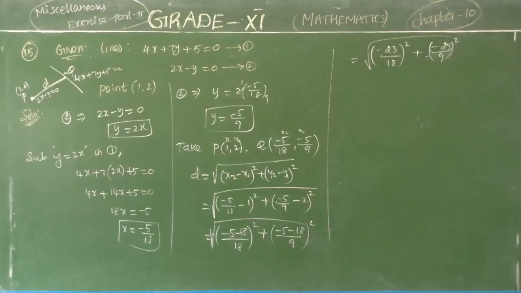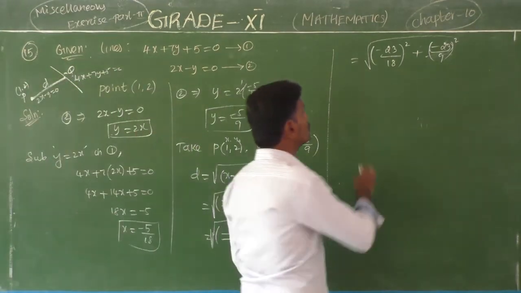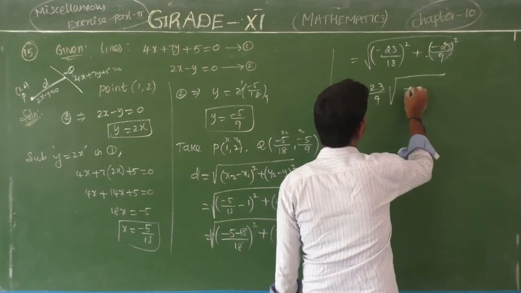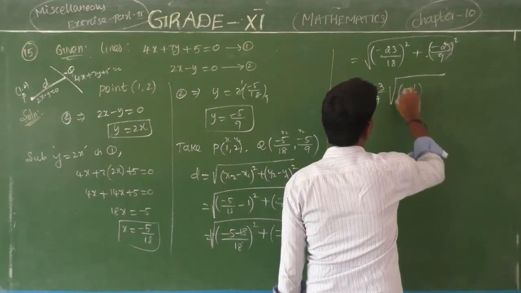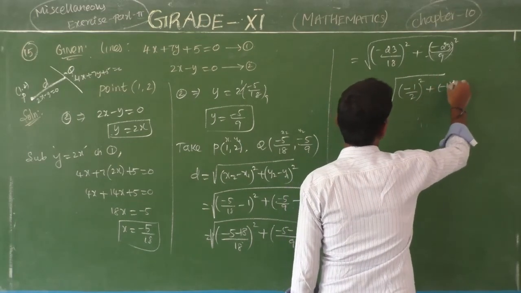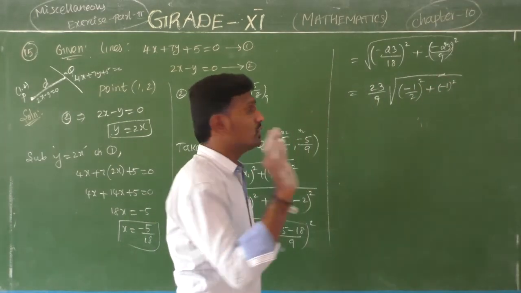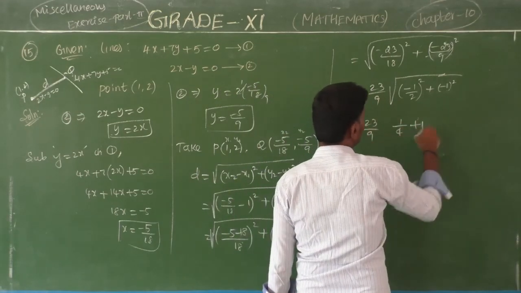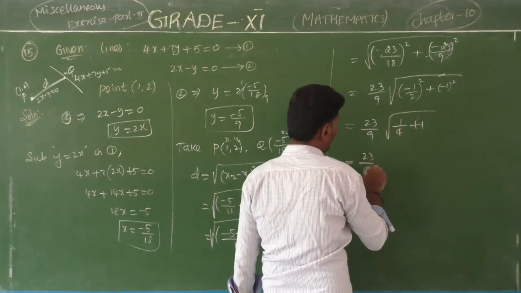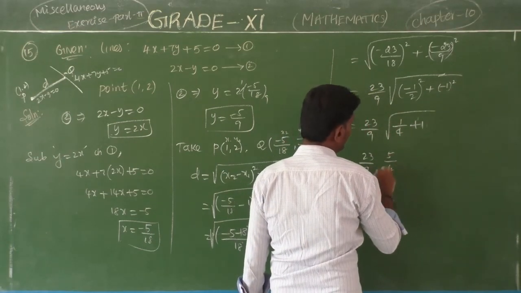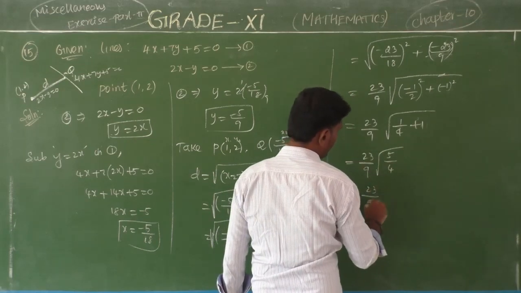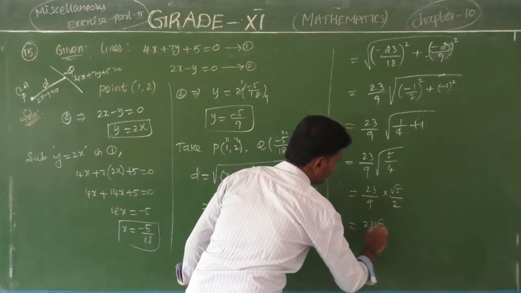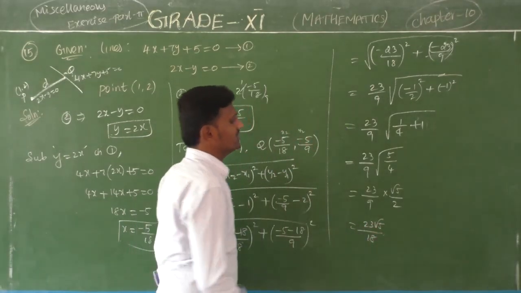See, 23 by 9 is common on both, no? So taking 23 by 9 outside, we get minus 1 by 2 the whole square plus minus 1 the whole square. So minus 1 the whole square is 1 only, so no problem. So 23 by 9 into 1 by 4 plus 1. So 23 by 9 into square root of 5 by 4. So the final answer is 23 root 5 by 18 units.